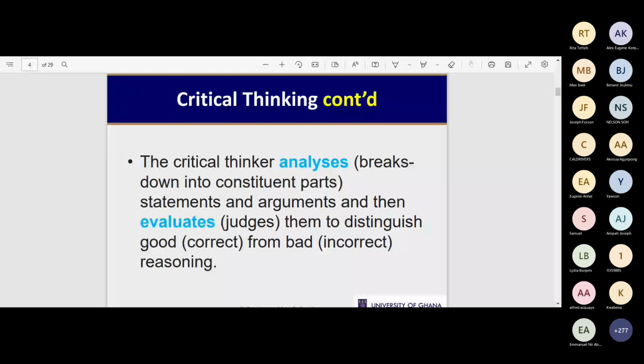The critical thinker analyzes, breaking down into constituent parts statements and arguments, and then evaluates, judges them to distinguish good, correct from bad, incorrect reasoning. Very good. So the critical thinker analyzes. Analyzes means breaks the claim down. I talked about it earlier, if you remember. He opens it out. So 'all men like rich cars' means that your father likes rich cars. See, you are able to diagnose.